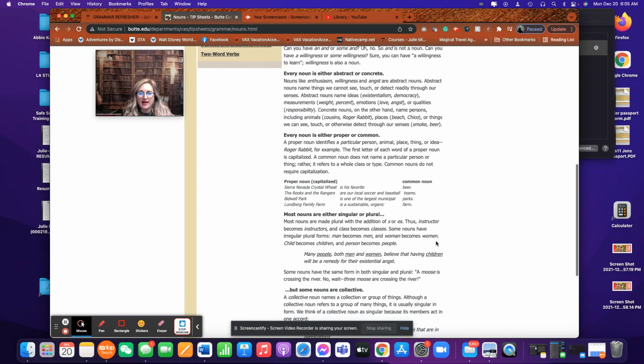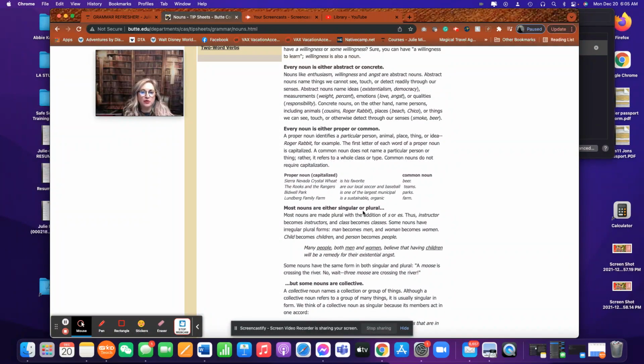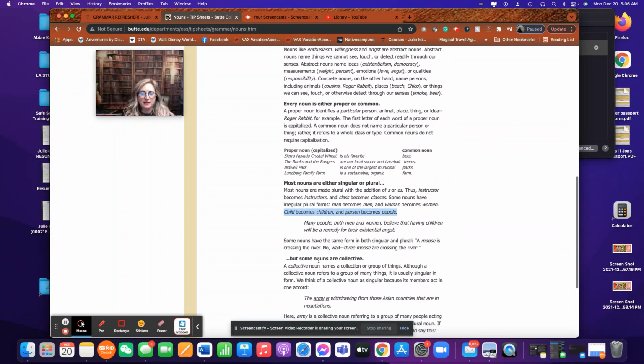And then here you have singular or plural. Singular means one, plural means more than one. Most nouns are made plural with the addition of S or ES. Not always. We have some exceptions. We'll be talking about that. And when we have irregular nouns, we have plural forms like this. Child becomes children, person becomes people. Those are all basic. You know these.